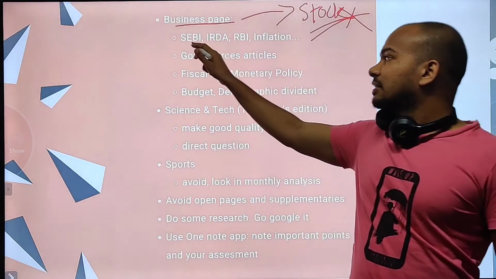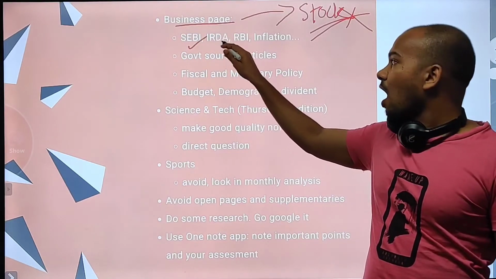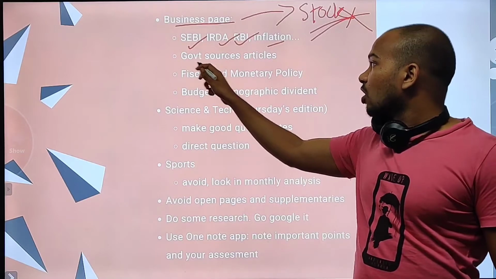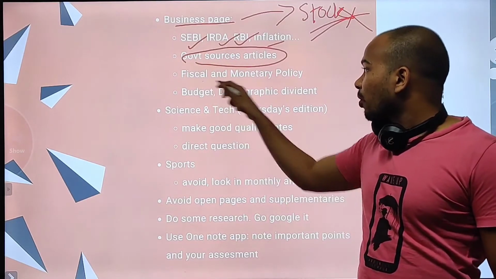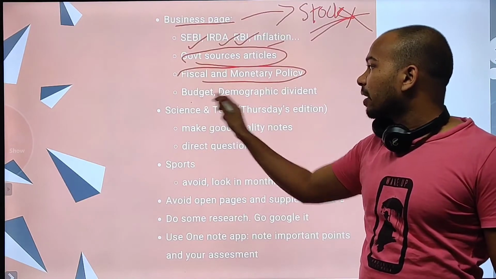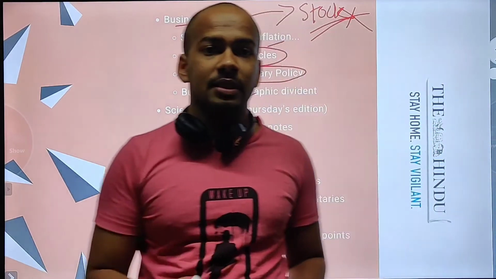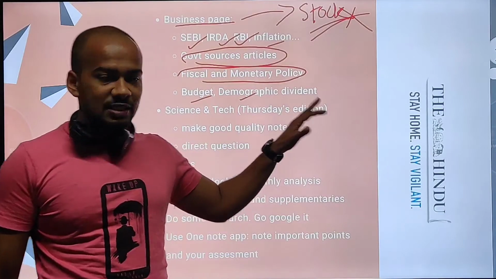But features about SEBI, RBI, IRDA, inflation, all these things become important. Government source articles are important. Monetary policy, fiscal policy are important. Budget, demographic, dividend. All these are keywords mentioned in the syllabus. So when you see those keywords, it is important.